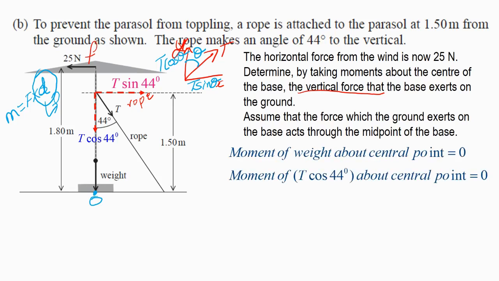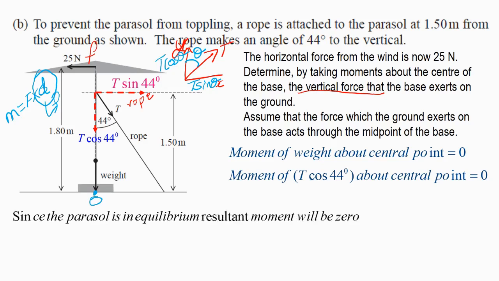So first of all, we can conclude that the moment of weight about the central point equals 0, and the moment of T cos 44 about the central point equals 0. Then only two moments exist with respect to the center of the base: the moment due to T sin 44 and the moment due to the wind force of 25 Newton. Since the parcel is in equilibrium, the resultant moment will be 0. That means the moment due to T sin 44 should be equal to the moment due to the wind force. Otherwise, it will rotate.